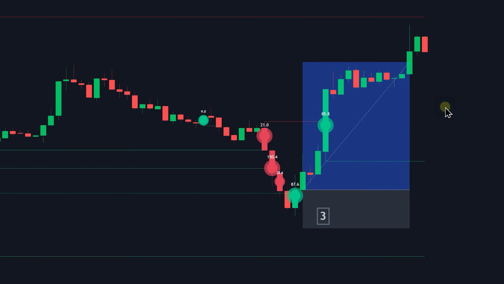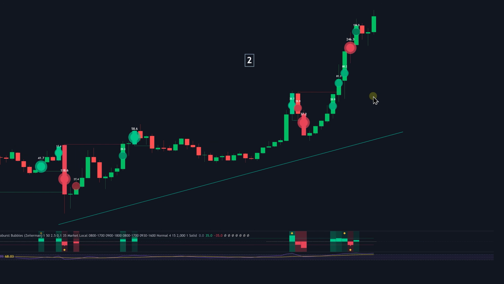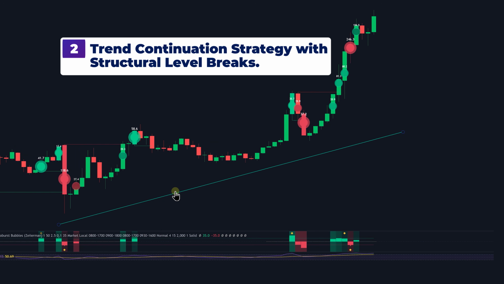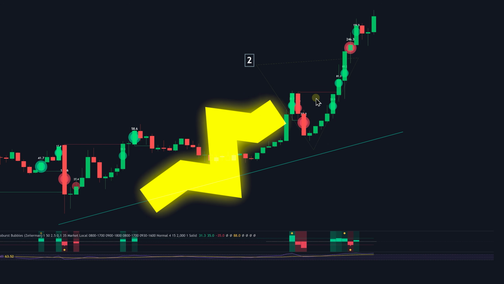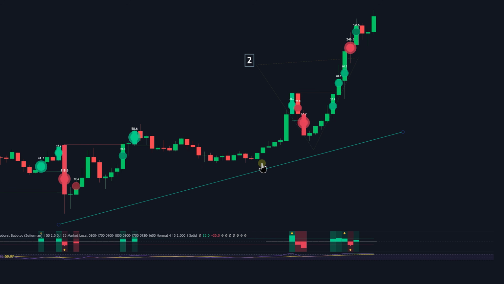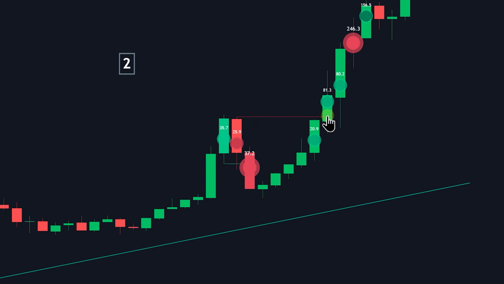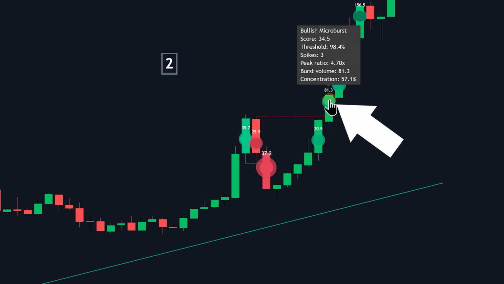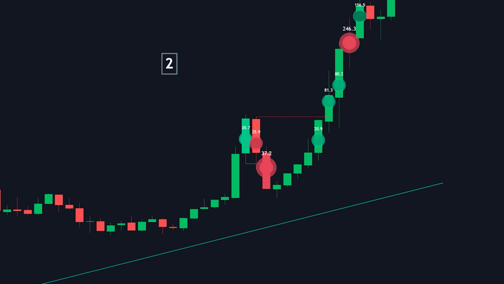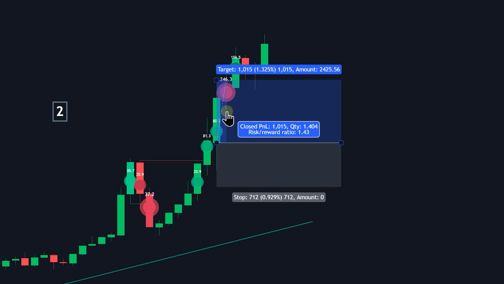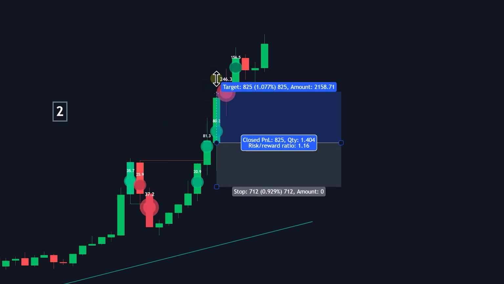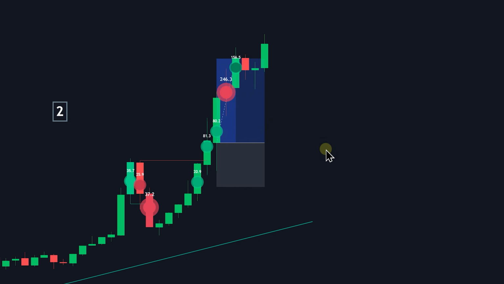afterward. The second one is the trend continuation strategy with structural level breaks. Here we had a bullish trend, and then the market broke and closed above this structural high. At the same time, the indicator printed a signal telling us to enter the trade. As you can see here, if we had taken that position, the price would have continued moving upward after the signal.